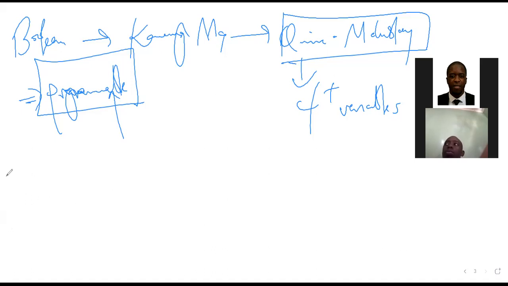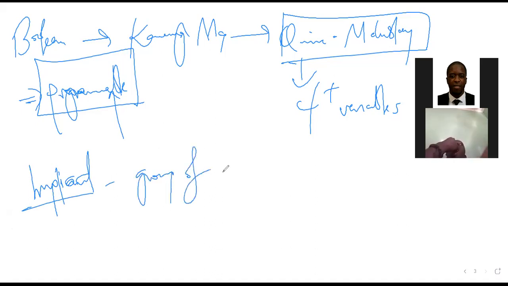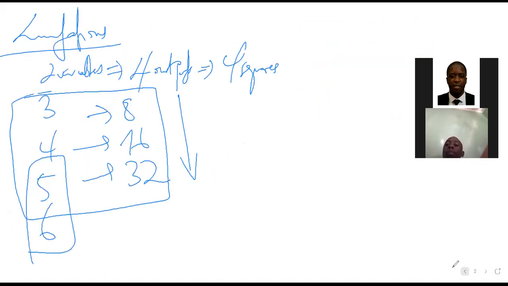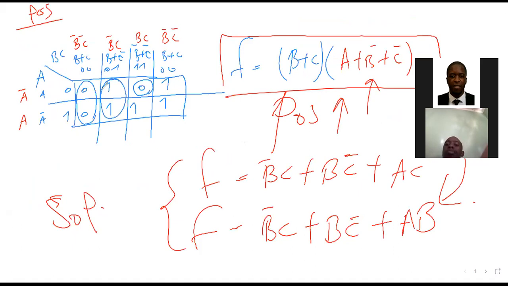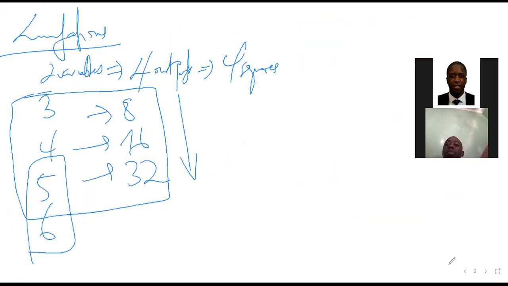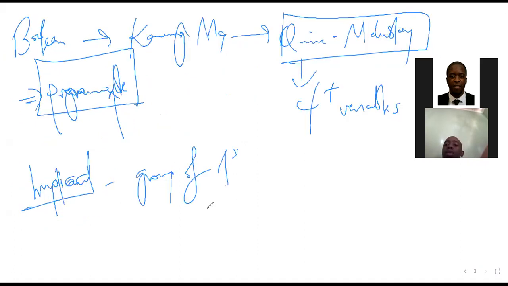We have what we call the implicant. This is a group of ones. An implicant is a group of ones. For example, here, this is an implicant. Simple definition, a group of ones. It will make sense later on why we defined a group of ones.